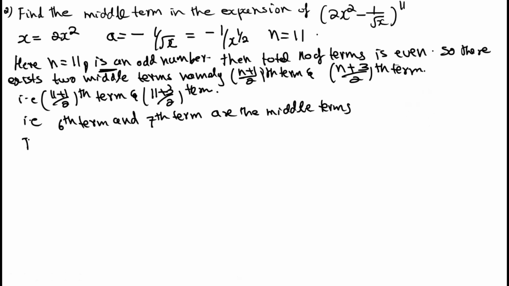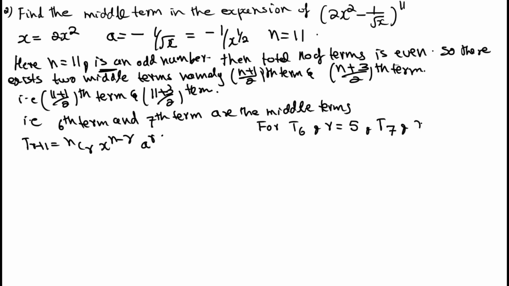Write the formula T_{r+1} = nCr x^(n-r) a^r. For T6, the r value equals 5. T6 means the r value is 1 less than the required value. And for T7, the r value equals 6, right? Okay. Now first calculate the T6 term.